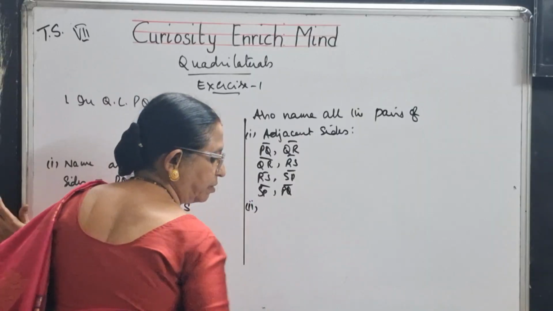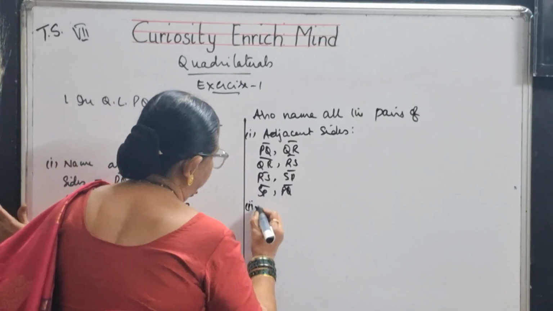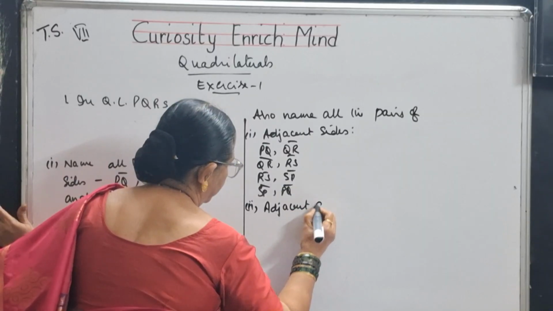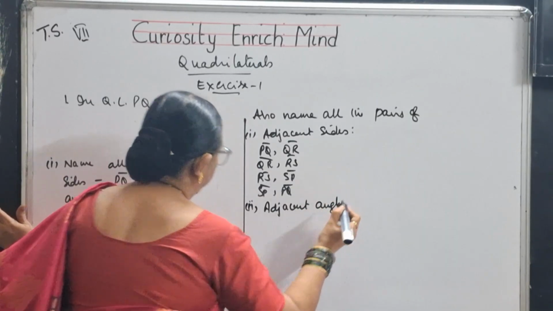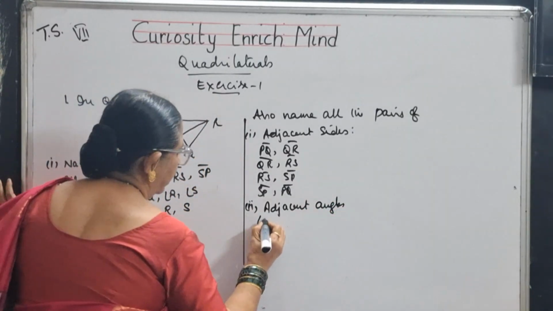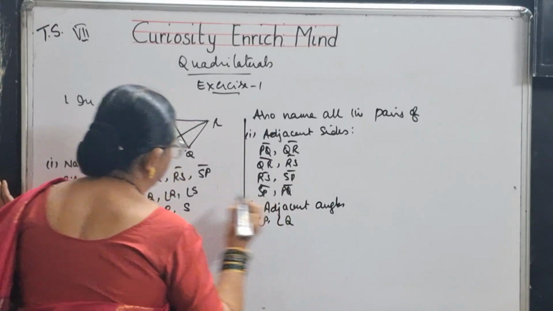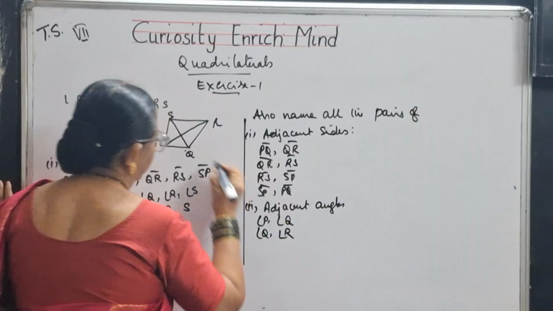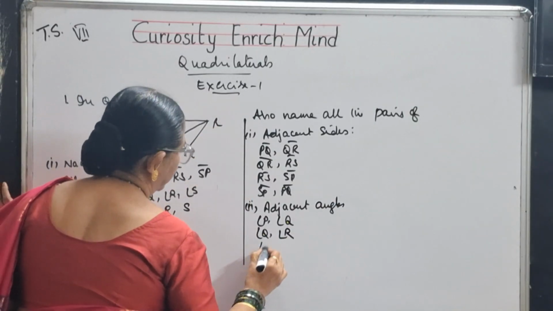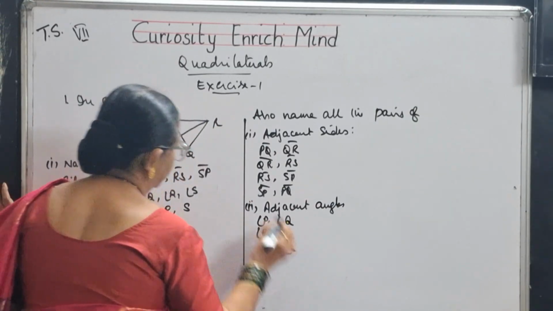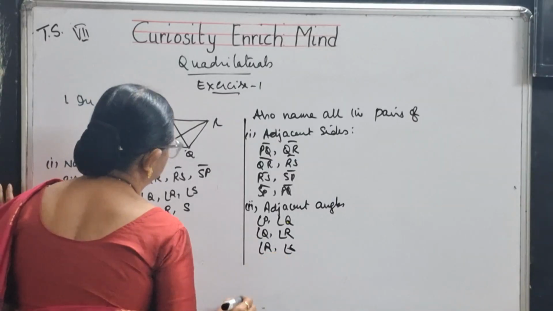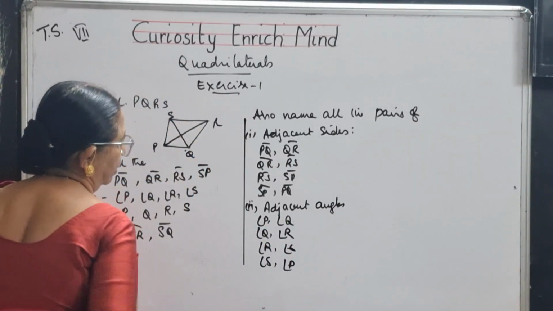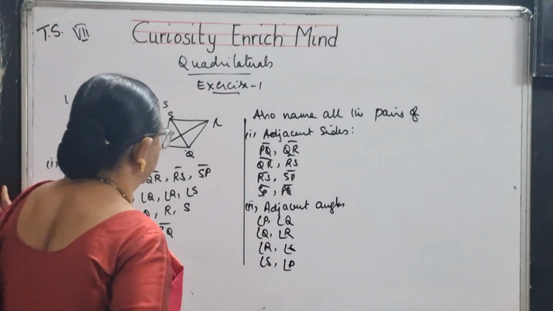Next, the second one is adjacent angles. What are adjacent angles? Angle P, angle Q is one pair of adjacent angles. Angle Q, angle R is another pair of adjacent angles. Angle R, angle S is another pair of adjacent angles. Angle S, angle P is another pair of adjacent angles.